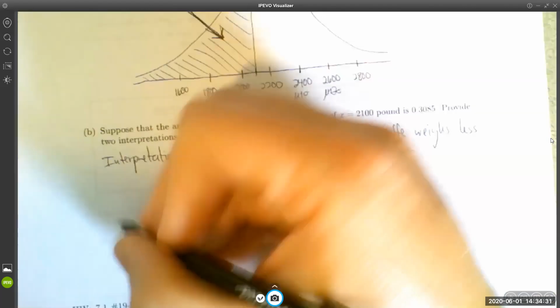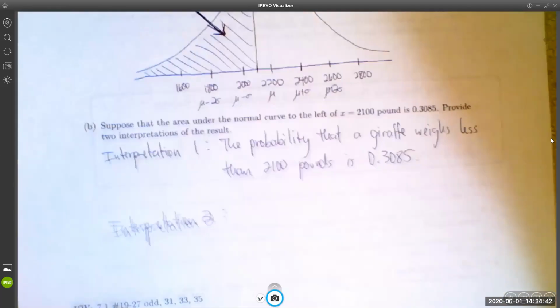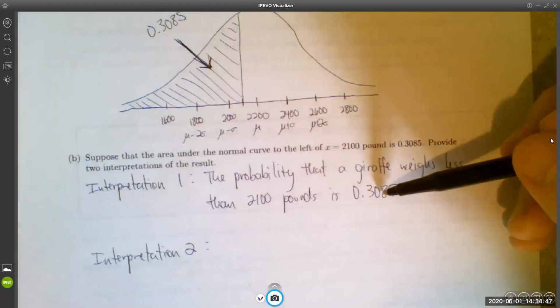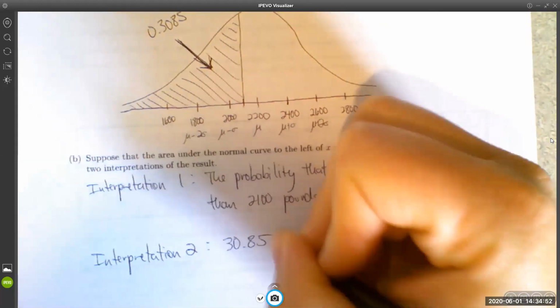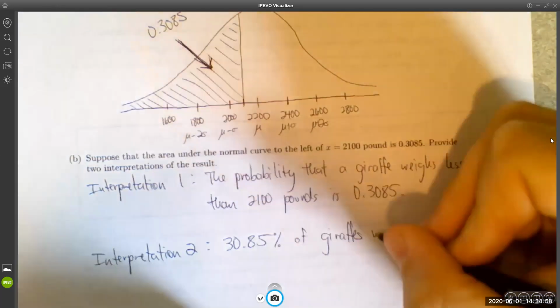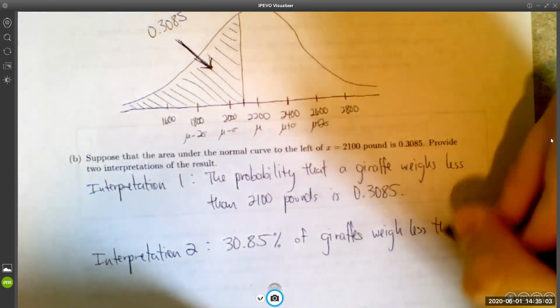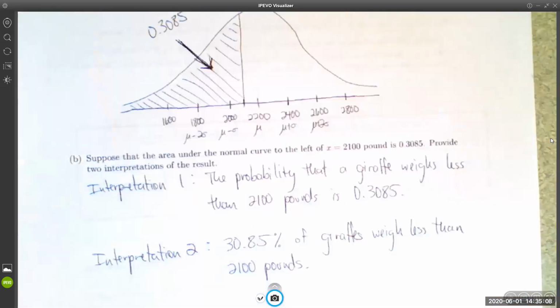Another interpretation. Interpretation 2. So another interpretation would be to say something like 30.85% of giraffes weigh less than 2,100 pounds, right? Okay, that's just an equivalent way of saying the same thing.